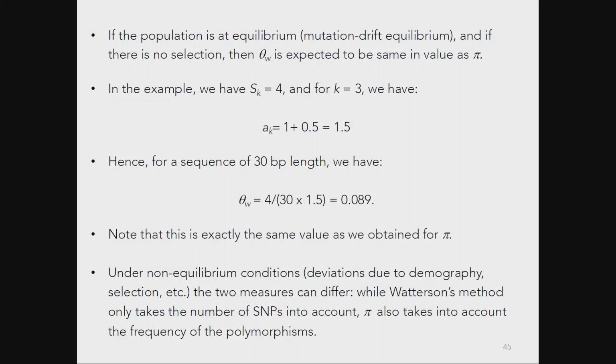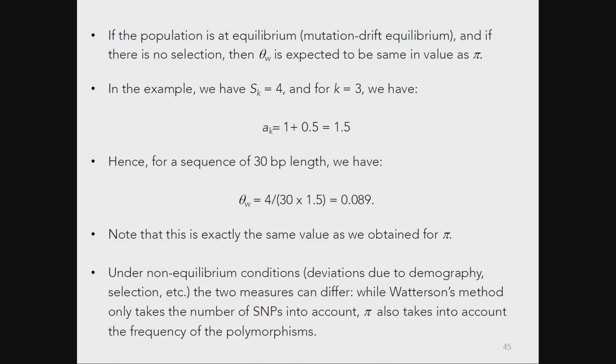The two measures will differ. And the reason I'm telling you this is because we can take sequence data, calculate pi, calculate zeta Watterson, and then compare the two. And if they don't match, then we know that we're not in a so-called standard neutral situation. It tells us that something else might be going on, and that something else could, for example, be selection.